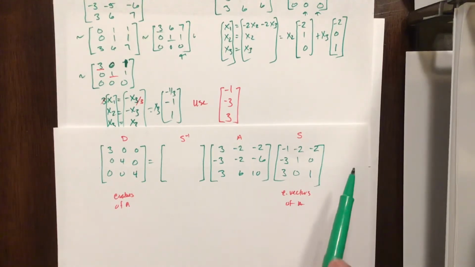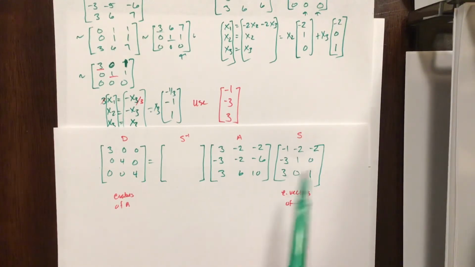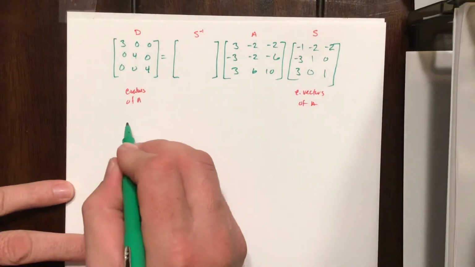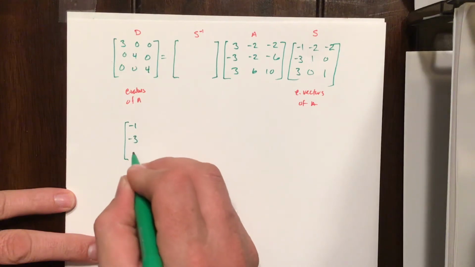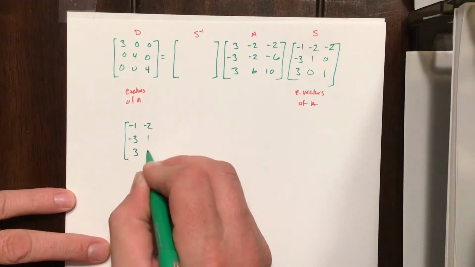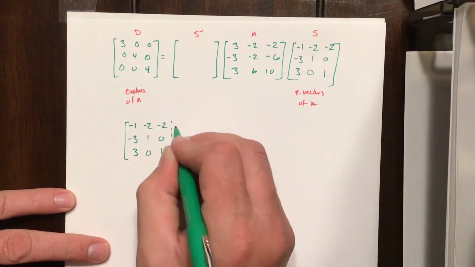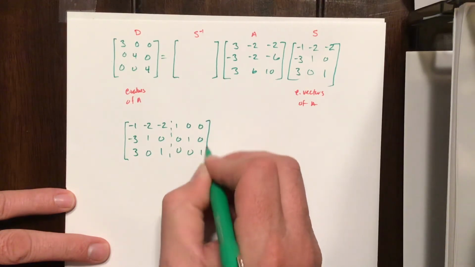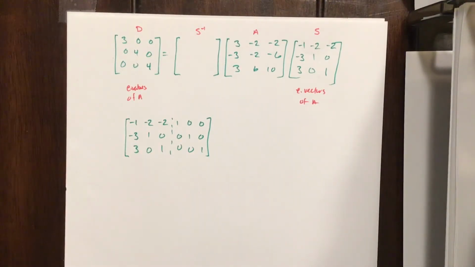The last thing I need to complete this process is S inverse. So if I know S, how do I find S inverse? And the answer is row reduction. So -1, -3, 3, -2, 1, 0, -2, 0, 1, next to the identity matrix 1, 0, 0, 0, 1, 0, 0, 0, 1. And row reduce until the identity matrix is here and S inverse will be over there.